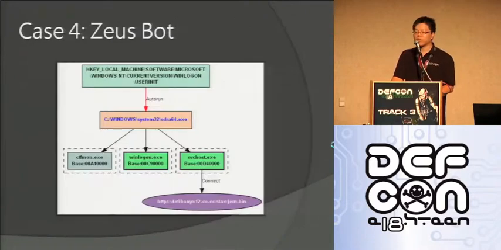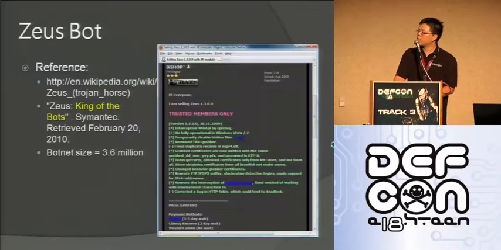So the last one would be the Zeus bot. It's also another malware that we studied, and this one is a very famous one as well. You can see that it's actually trying to use the winlogon notify, through the registry key. And then it will infect every process you have on the system. And then it will connect to a CNC server. Then you will become a bot. The Zeus bot is so famous that it even has its wiki page, and one of the security vendors even named it the King of Bots. Its botnet size is around 3.6 million.